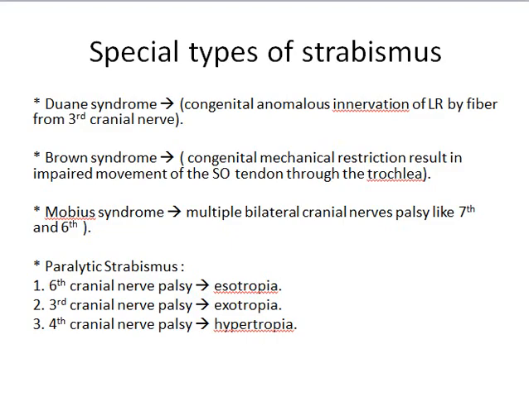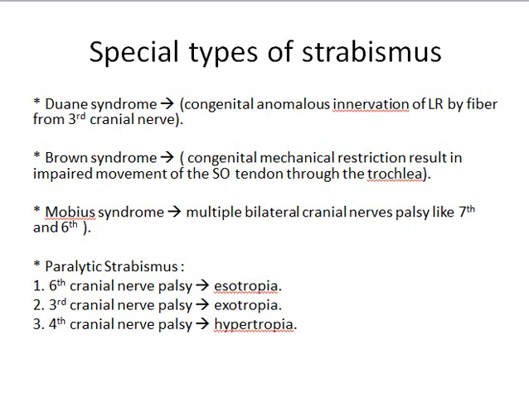There are multiple other rare special types of strabismus like Duane syndrome, Brown syndrome, and Mobius syndrome. Duane syndrome means congenital anomalous innervation of the lateral rectus muscle by fibers from the third cranial nerve instead of the sixth cranial nerve. Brown syndrome means congenital mechanical restriction resulting in impaired movement of the superior oblique tendon through the trochlea. Mobius syndrome means multiple bilateral cranial nerve palsies, like bilateral seventh and sixth cranial nerve palsy.